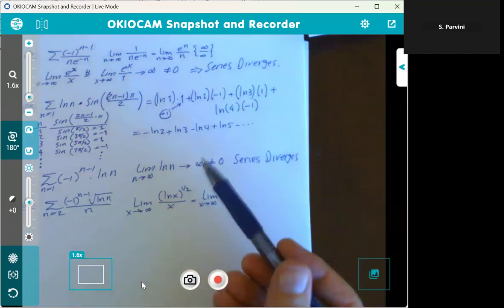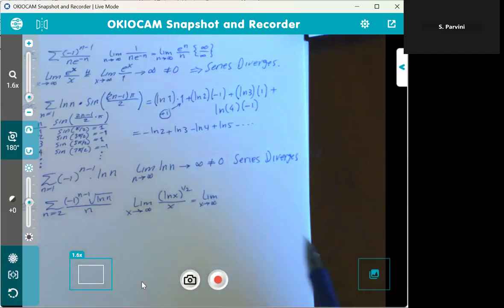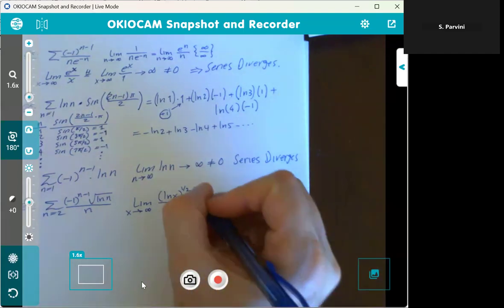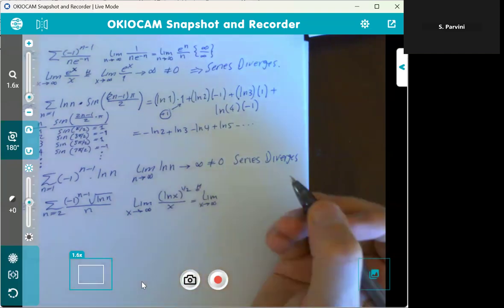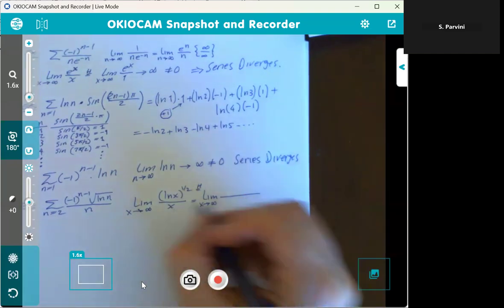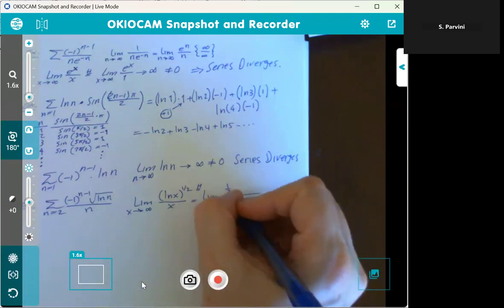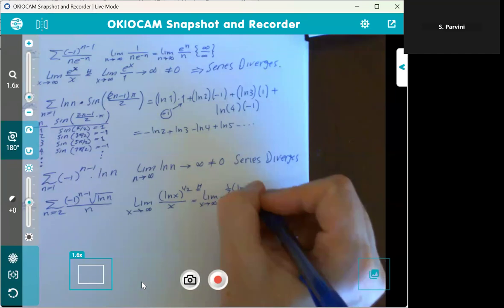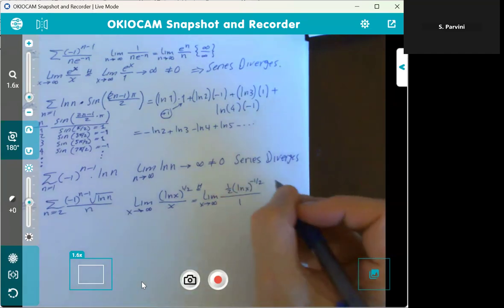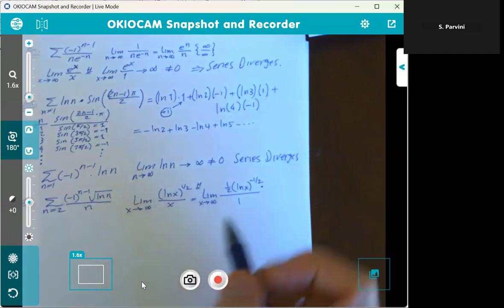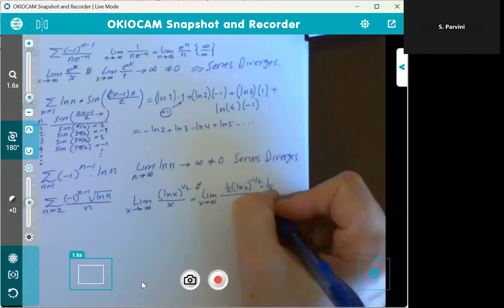Okay, because I see infinity over infinity here. And let's do that. So we're doing L'Hopital on this. The derivative of the denominator is 1. The derivative of ln of x to a half is going to be 1/2 natural log of x to -1/2, right? Times chain rule, the derivative of the inside, which is 1 over x.